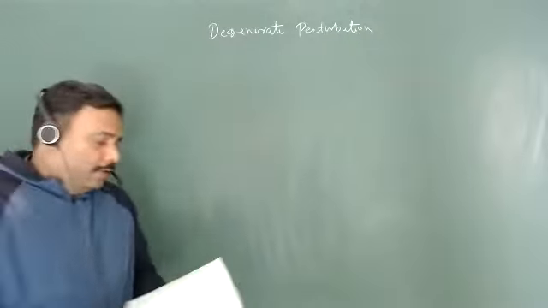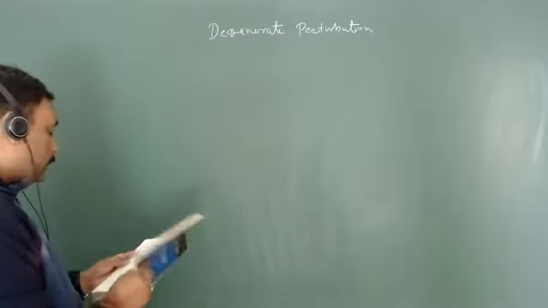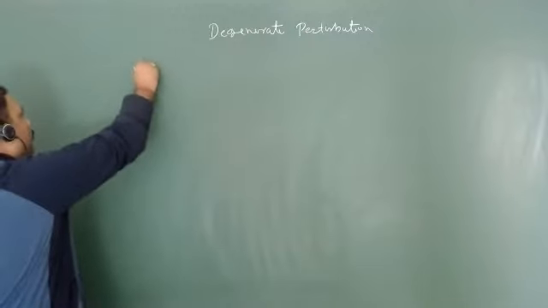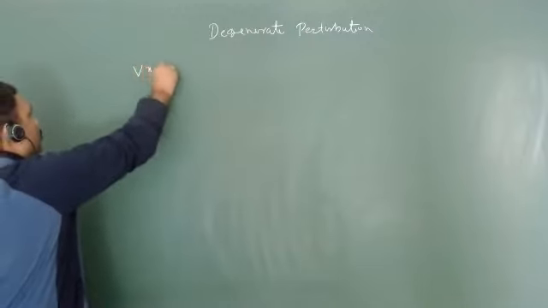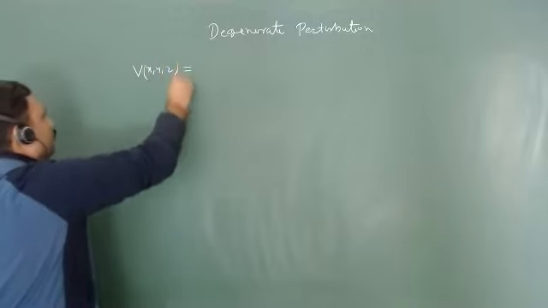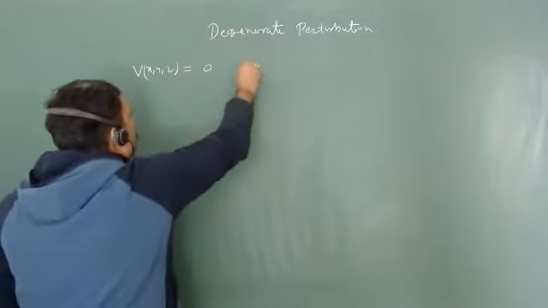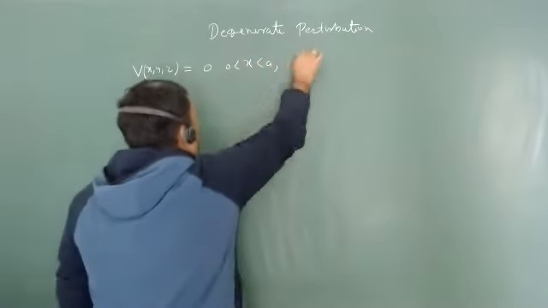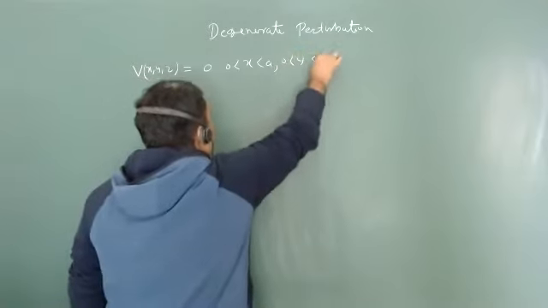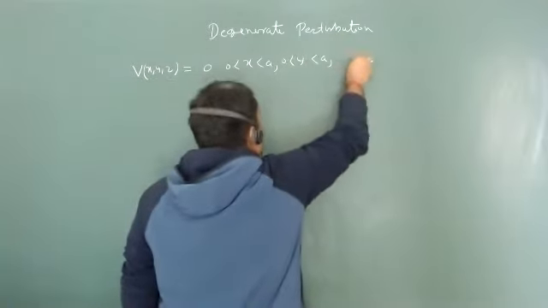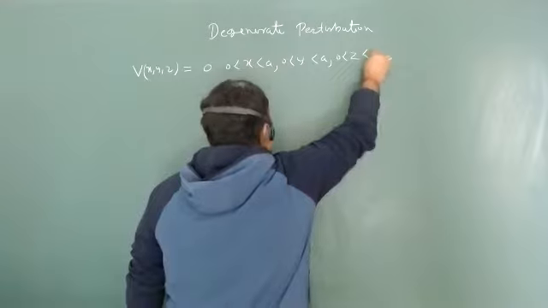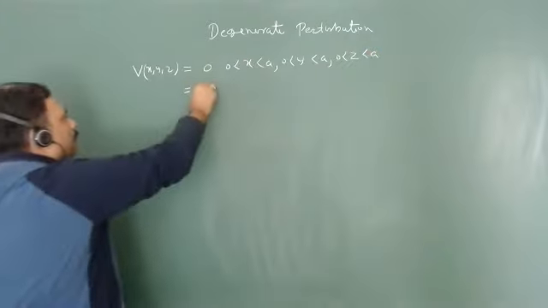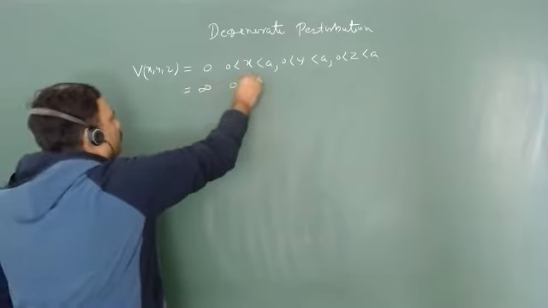So we have our original Hamiltonian as given by the potential V(x,y,z) equal to 0, where x is between 0 to a, y is between 0 to a, as well as z is between 0 to a. So it is something like a cubical box, and the potential is infinity otherwise.